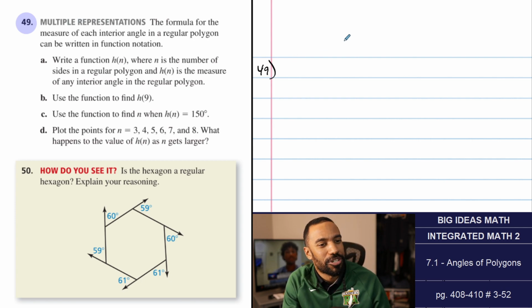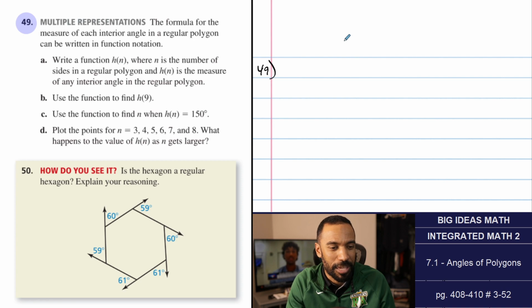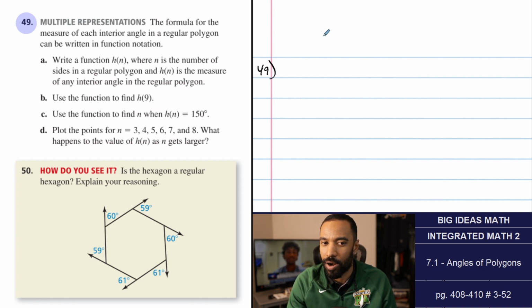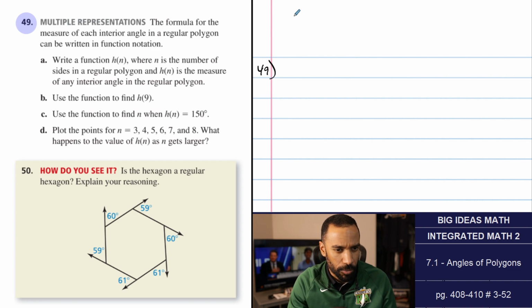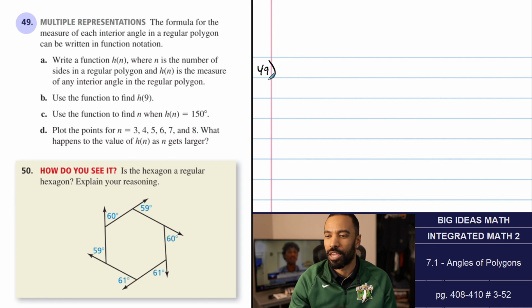The formula for the measure of each interior angle in a regular polygon can be written in function notation. Write a function h of n where n is the number of sides in a regular polygon and h of n is the measure of any interior angle in the regular polygon. I kind of did that before. I didn't know that they were actually going to do that.